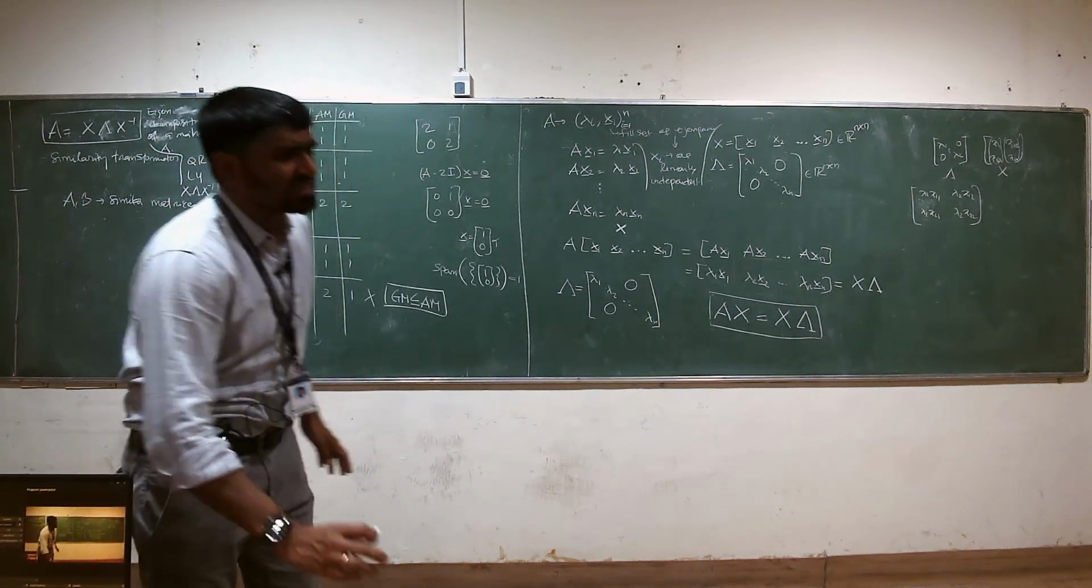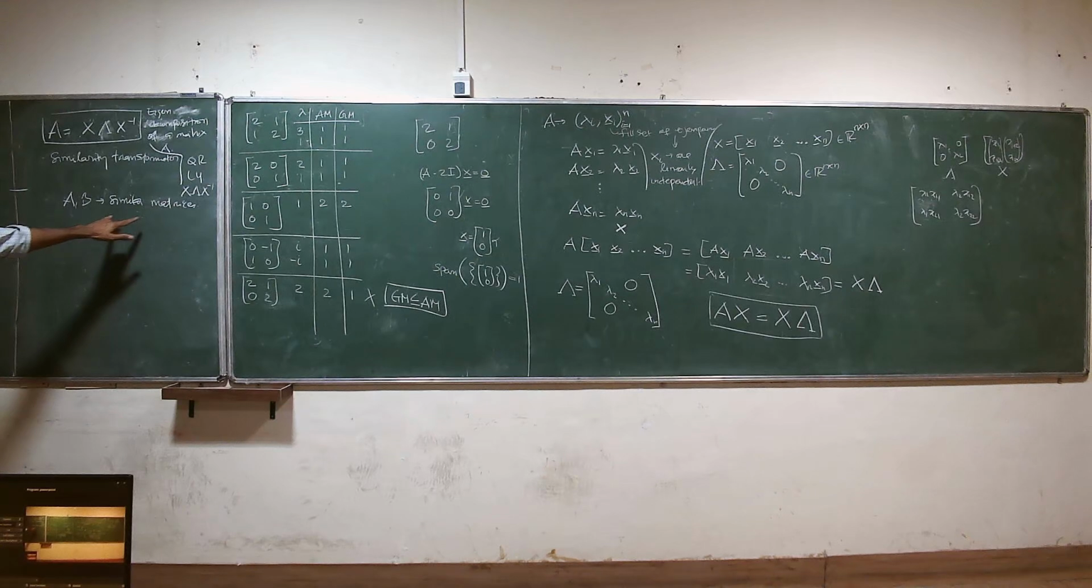We can talk about similar matrices only for square matrices. Okay, I'll agree with you, they have to be of the same size, yes. But what does it mean to say similar matrices?